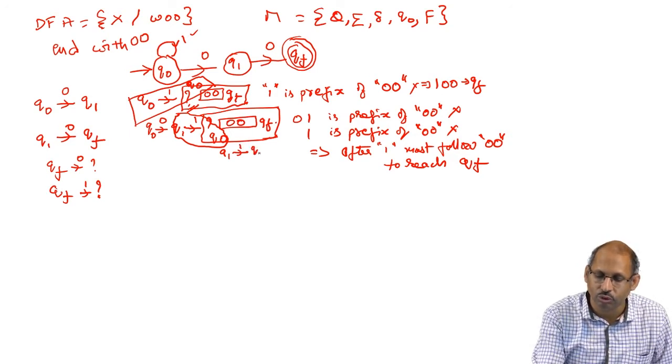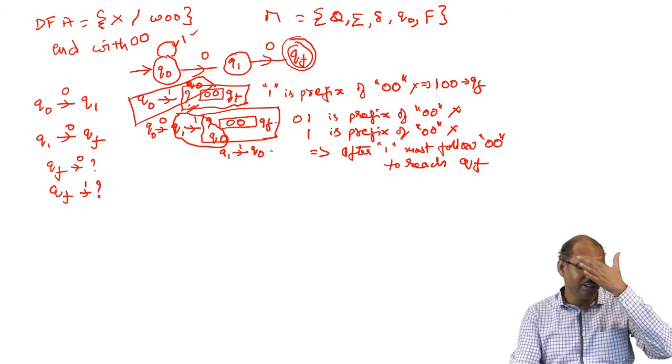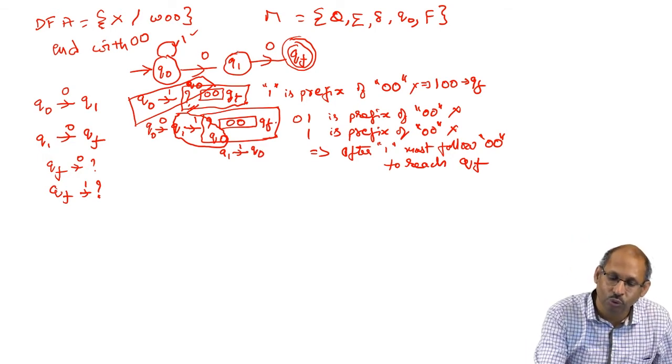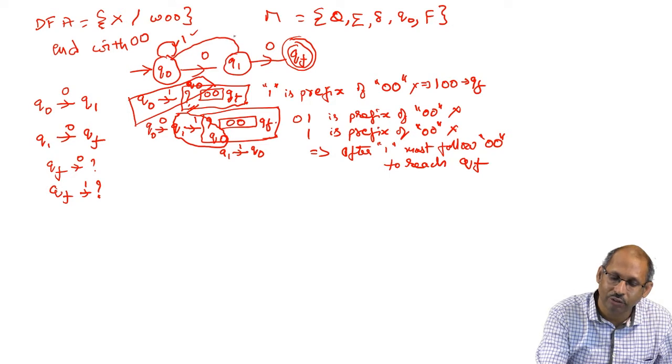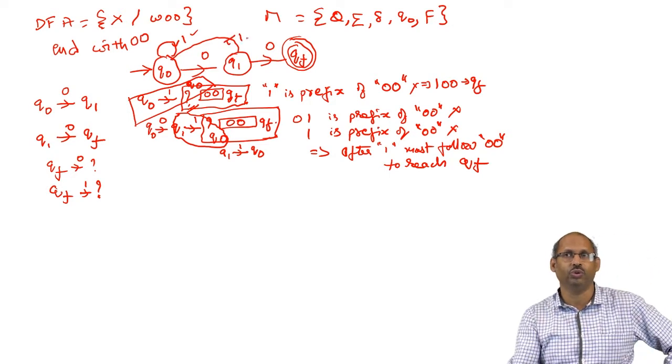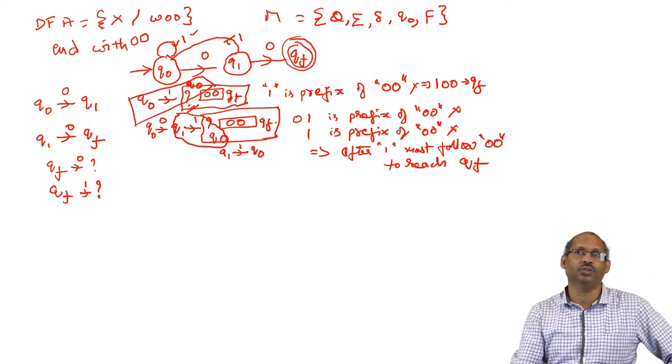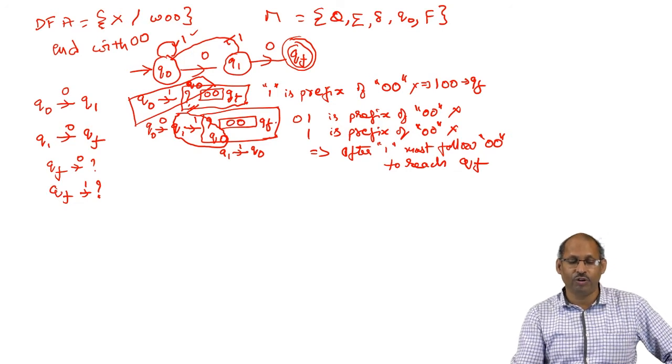Is it clear? Q1 on 1 goes to Q0. So we found another transition also.